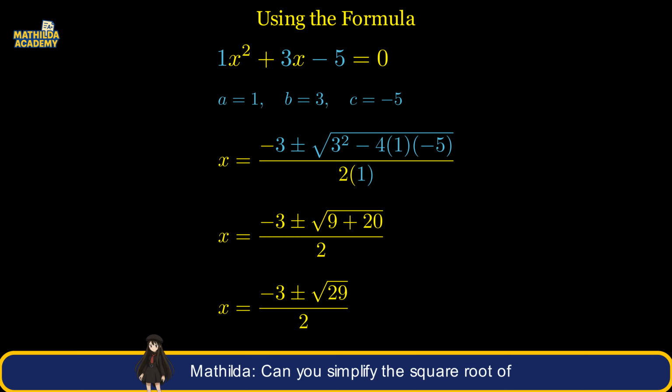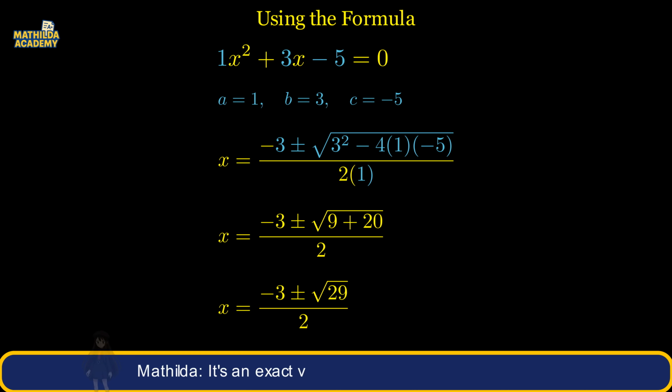Can you simplify the square root of 29? Nope. 29 is prime. It's not a pretty number. It's an exact value. In math, exact is better than pretty.